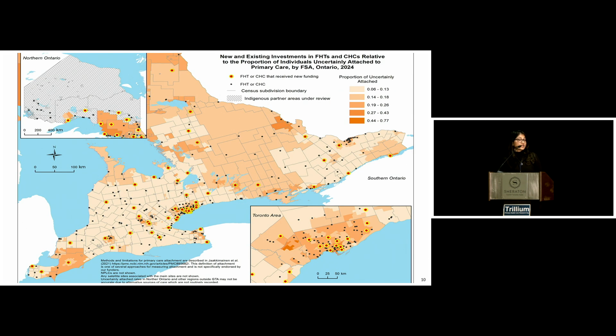A slightly different look at unattachment. This is unattached proportion. So we're looking at new and existing investments relative to the proportion of uncertainly attached individuals, with the darker shades representing a higher proportion. And what we see is, again, some areas that have a much higher proportion of uncertainly attached that receive new funding, but then there are other areas on the map with a similar proportion of uncertainly attached individuals that did not.